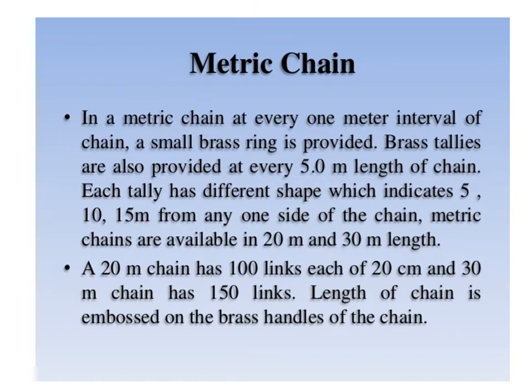A 20 meter chain has 100 links, each of length 20 centimeter. Similarly, in case of 30 meter chain, the number of links are 150. The length of chain is embossed on the brass handle of the chain, so that after observing the brass handle, one can know what is the length of chain.